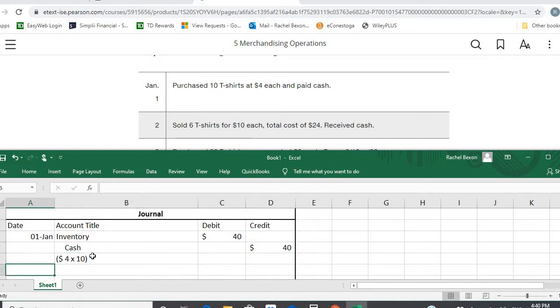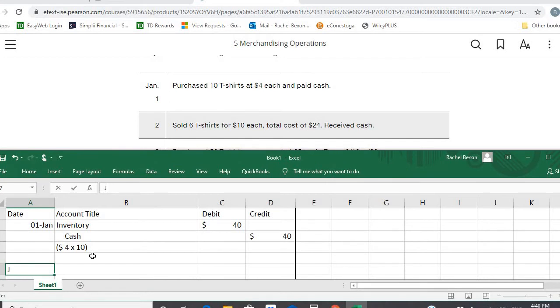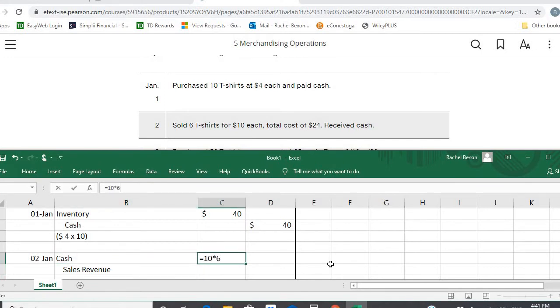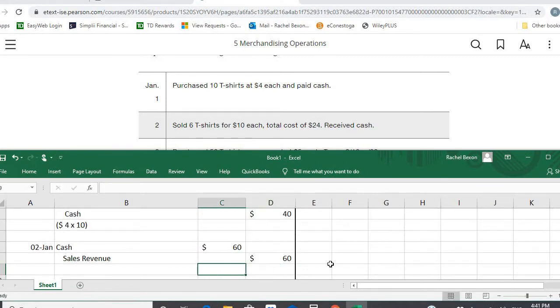On the next transaction on January 2nd, we are now selling 6 t-shirts for $10 each, and we've been given the cost in the question, and we're told that we receive cash. Cash is an asset, which means that if we receive it, it has to go up with a debit, and if we sell t-shirts, what that represents is revenue. In this case, we'll call it sales revenue. The value will be calculated as $10 times each of 6 t-shirts. So the sale value here is $60.